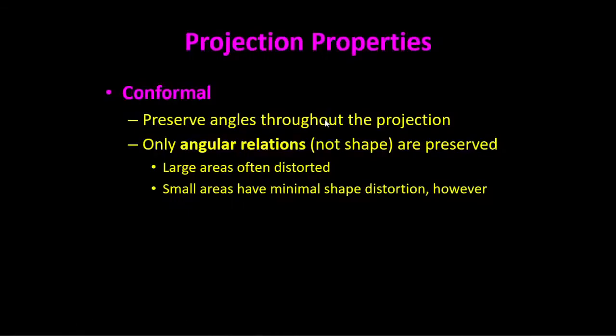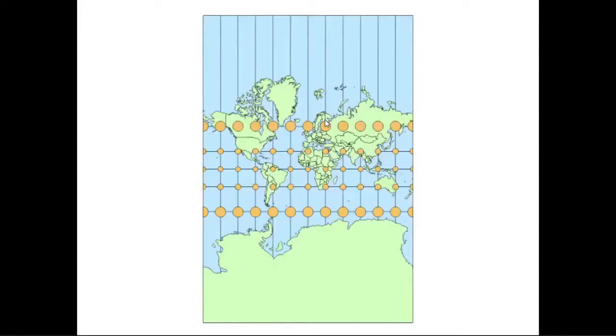Next up, our family of map projections are the conformal. These are good at preserving angles throughout the projection, and so only the angular relationships, not the shape, are preserved. Here we're going to see large areas have big-time distortion, whereas smaller areas have minimal shape distortion. And here's the world famous Mercator projection, which is an example of a conformal map projection.